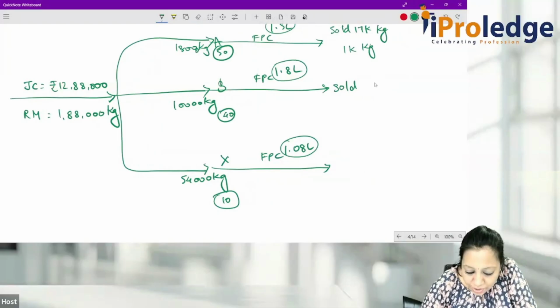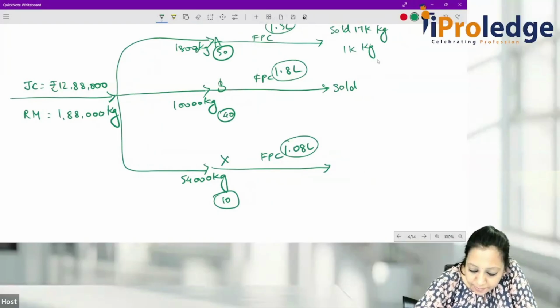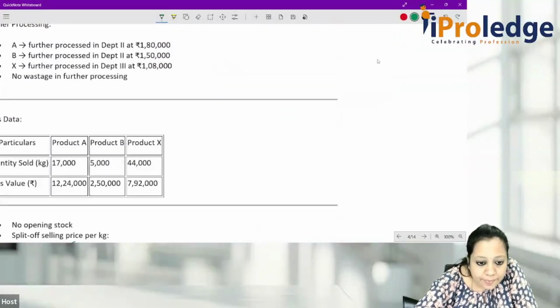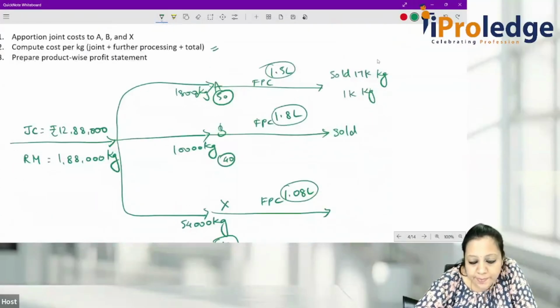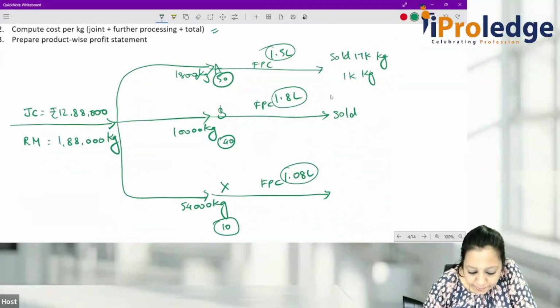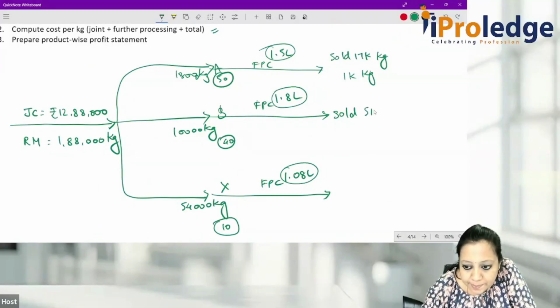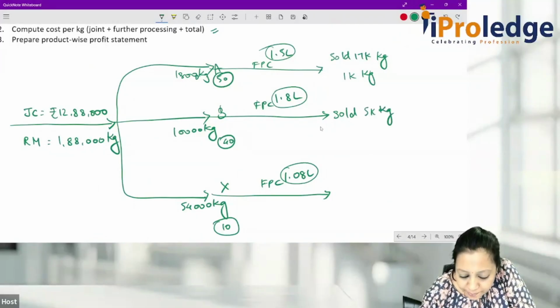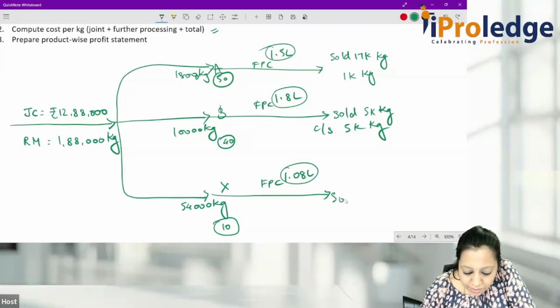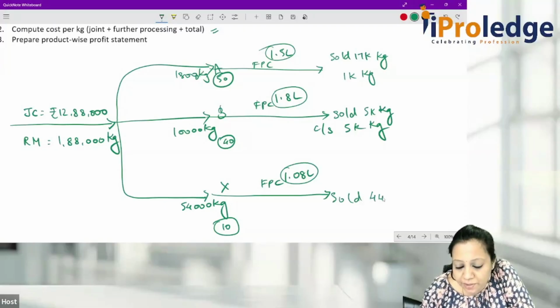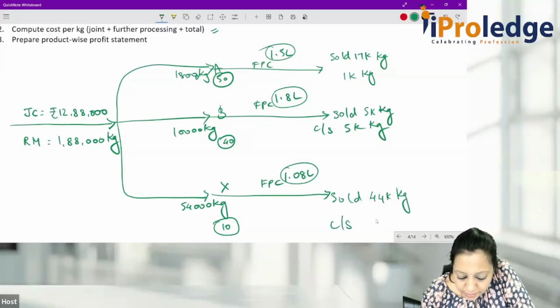Here we sold how much? 5,000 kgs? Yes. Yes, ma'am. Here we sold how much? 44,000 kgs. Closing stock is 10,000 kgs.